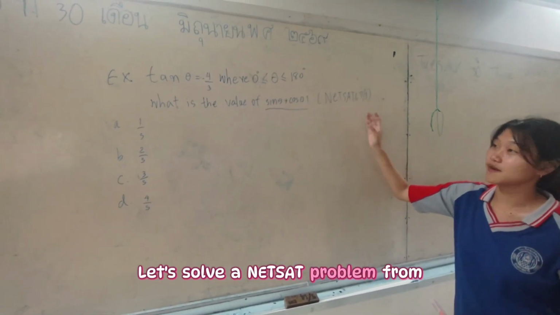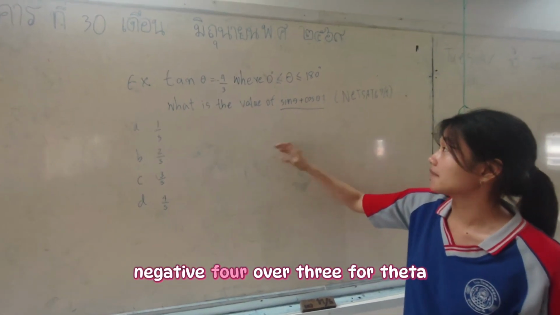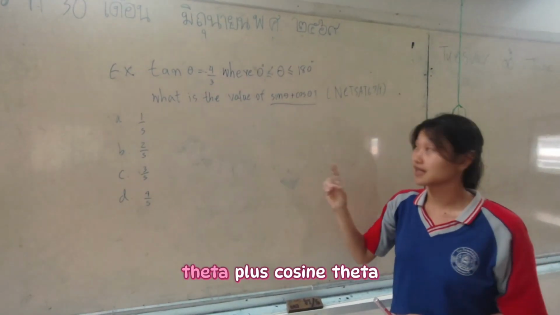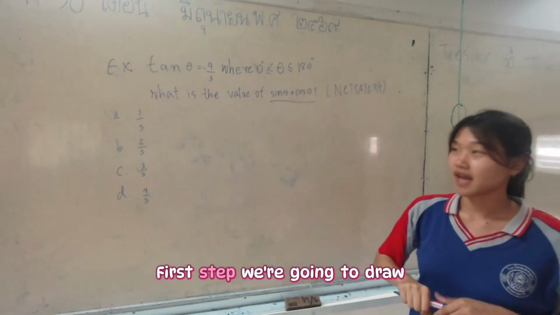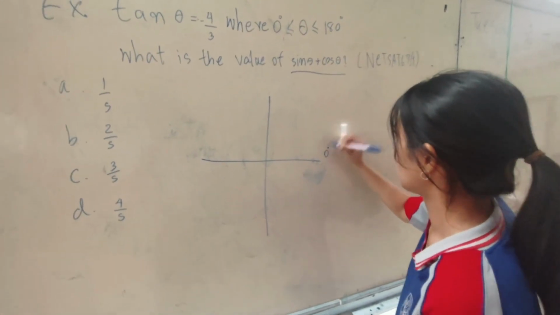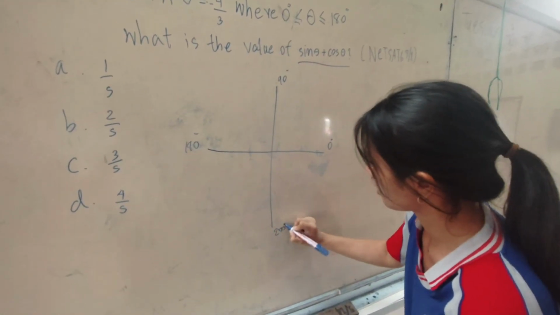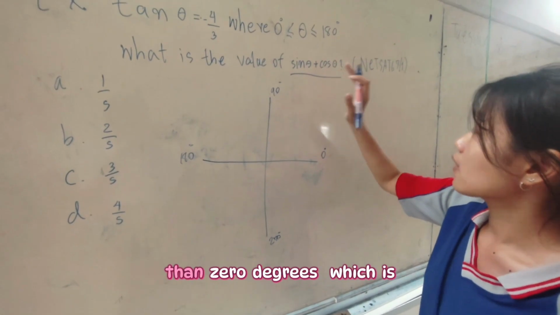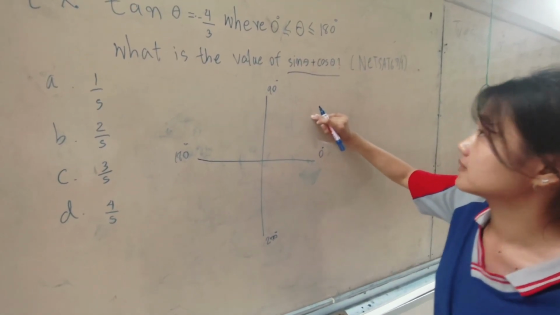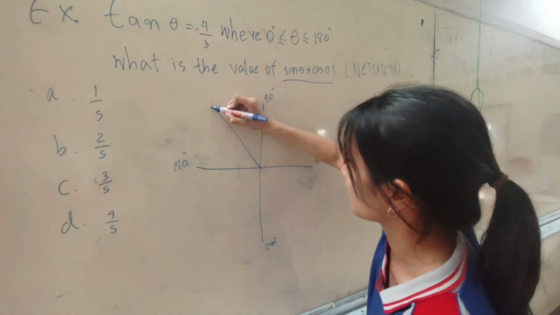Let's solve a NetSat problem from year 67. Given tangent theta equals -4/3 for theta between 0 and 180, find sine theta plus cosine theta. First step, we're going to draw a diagram, and then we'll add the angles. The problem says theta is greater than 0 degrees but less than 180 degrees. But in this case, the value is negative, so it'll be in the second quadrant.